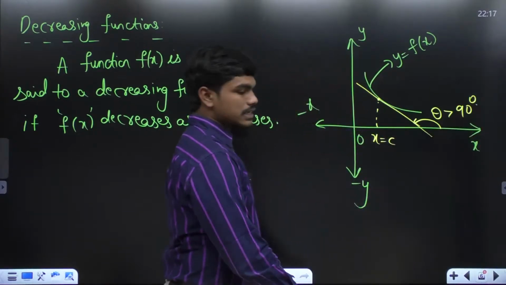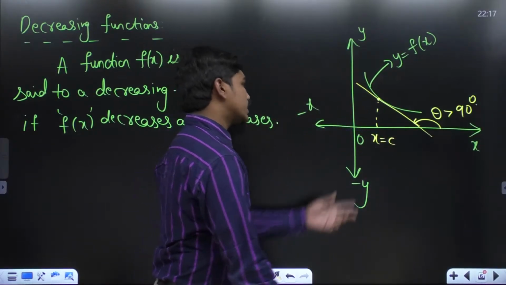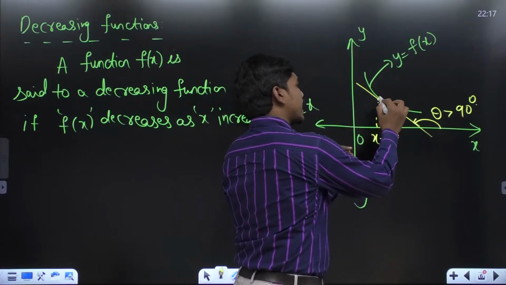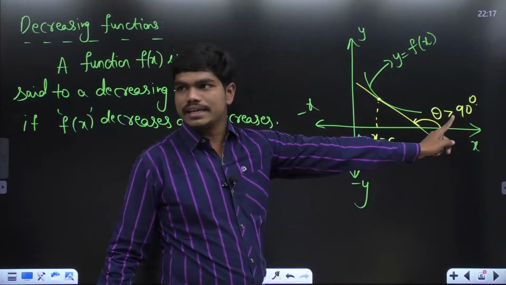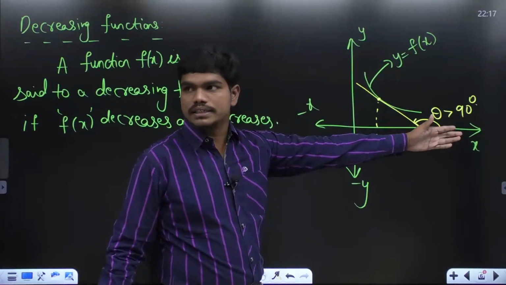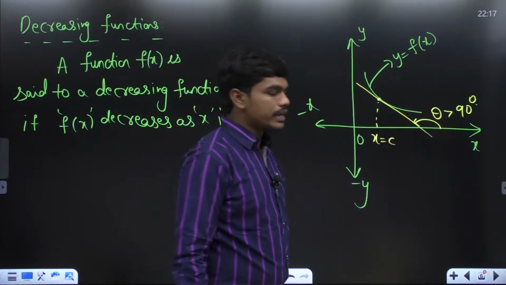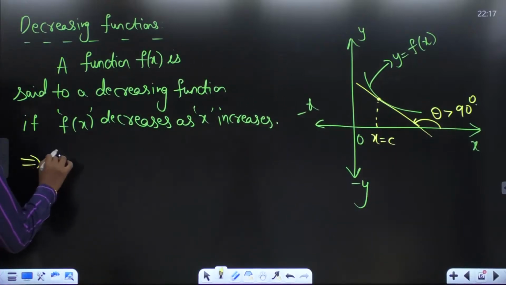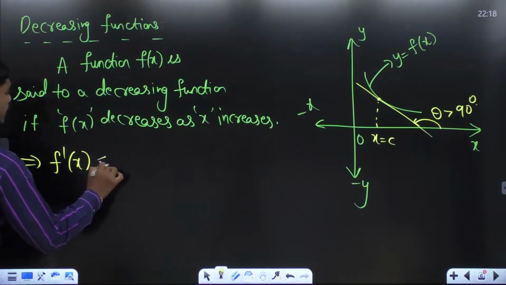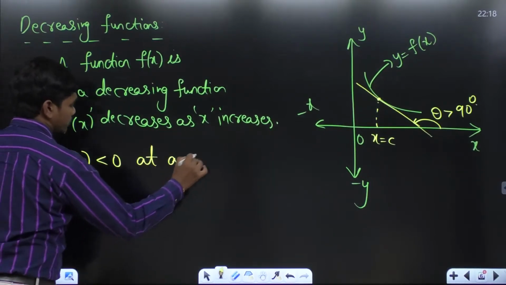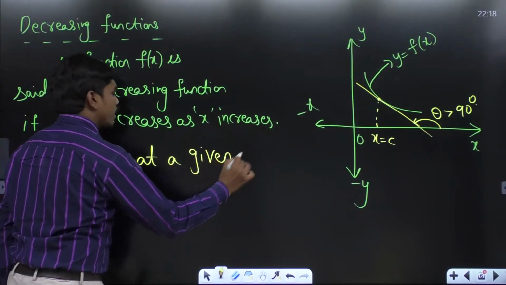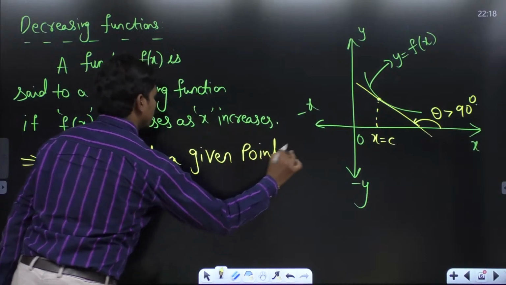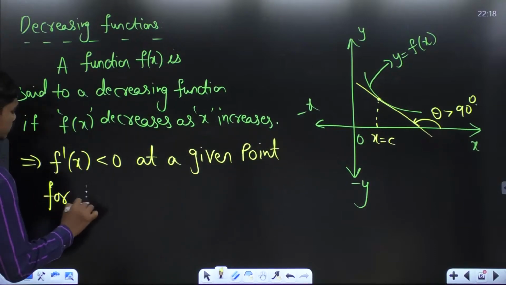If this angle theta is greater than 90, then you can easily sense that since the slope at this point is nothing but tan theta, and theta is greater than 90, meaning theta is in the second quadrant, tan theta would be negative. This implies f dash of x has to be less than 0 at a given point for the function to be decreasing.